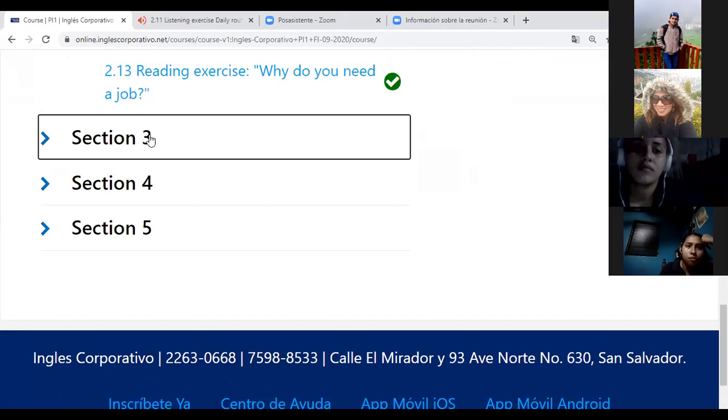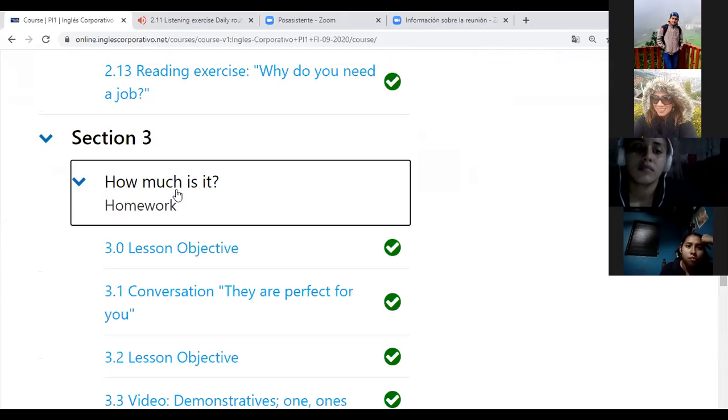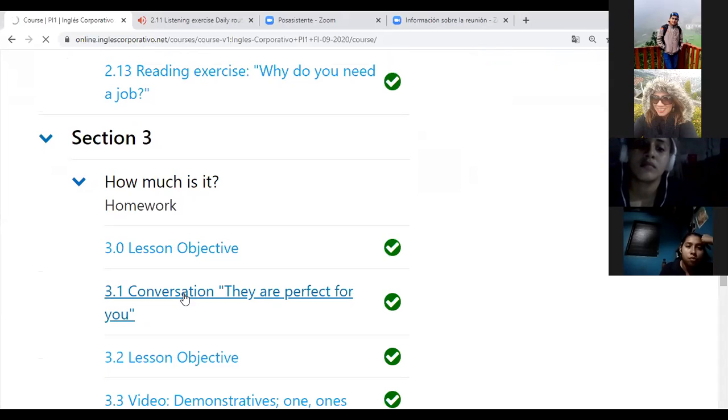Section 3, yes. Ya me había perdido, okay. They are better for you, said, right? There is a conversation. They are perfect for you.